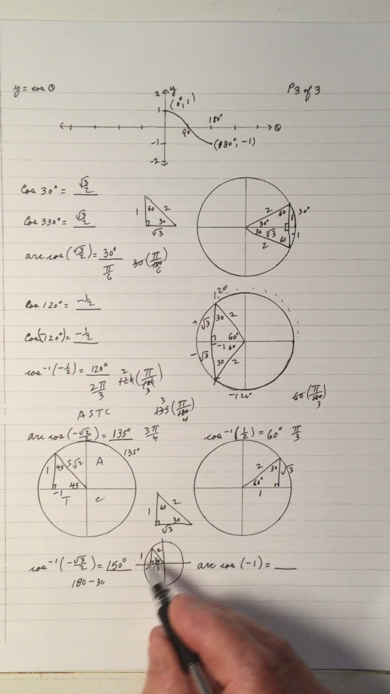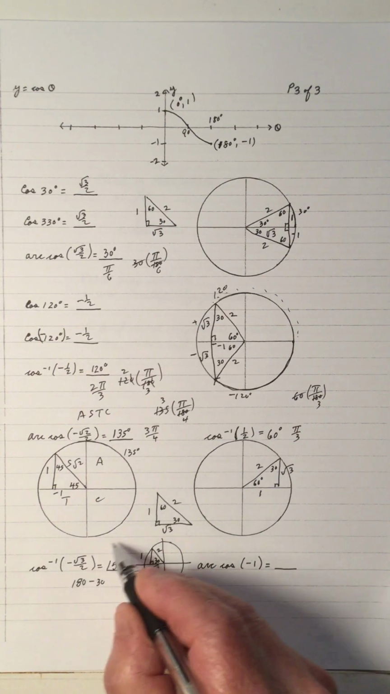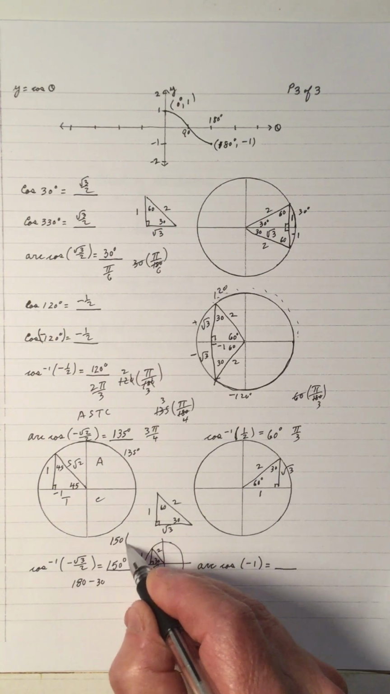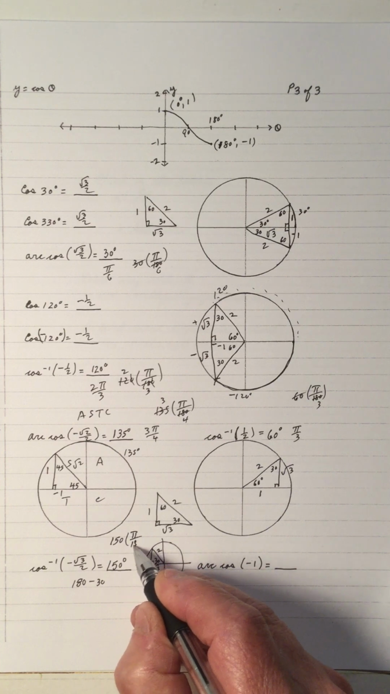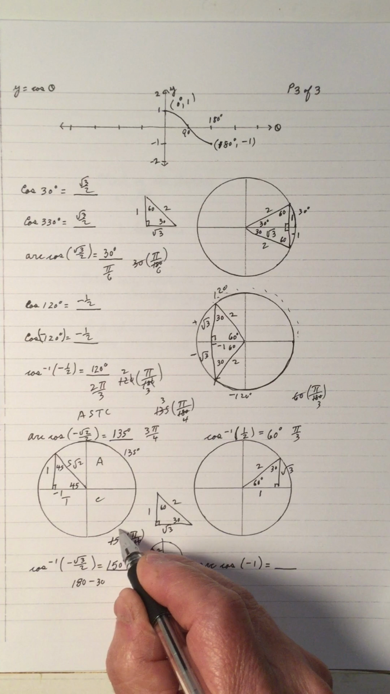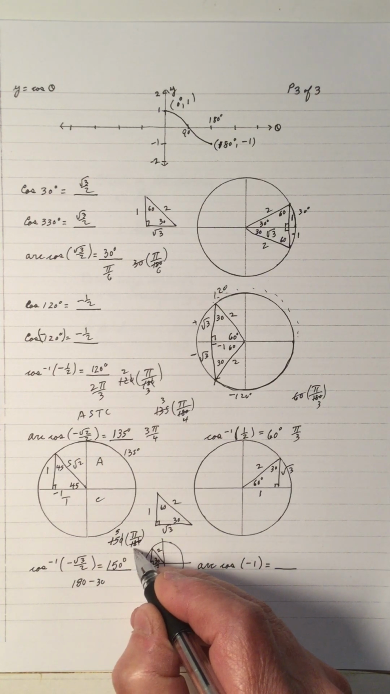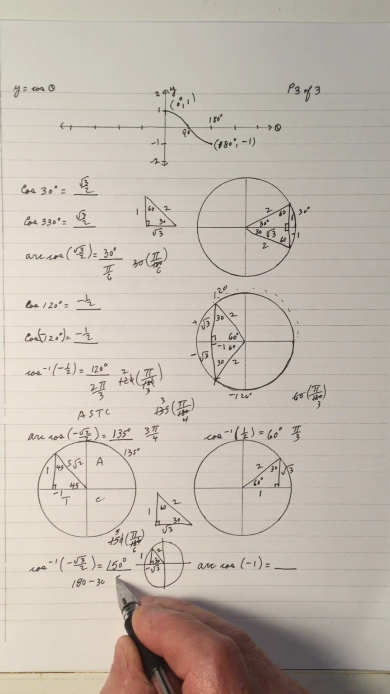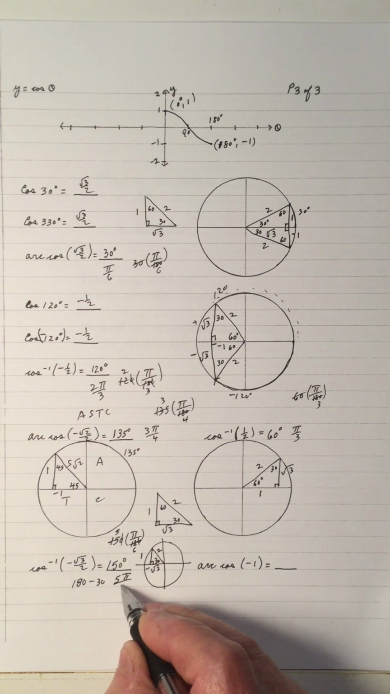So 150 degrees gives you a reference angle of 30. And 150, you change 150 degrees multiplied by pi over 180. Cancel the zeros. 3 into 15 goes 5. 3 into 18 goes 6. So it's 5 pi over 6.